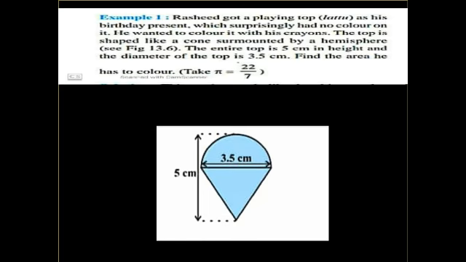Now let us solve a problem of an NCERT. Rashid got a playing top as his birthday present, which surprisingly has no color on it. He wanted to color it with his crayons. The top is shaped like a cone surmounted by a hemisphere. The entire top is 5 cm in height and the diameter of the top is 3.5 cm. So we need to find the area on which he has to paint.